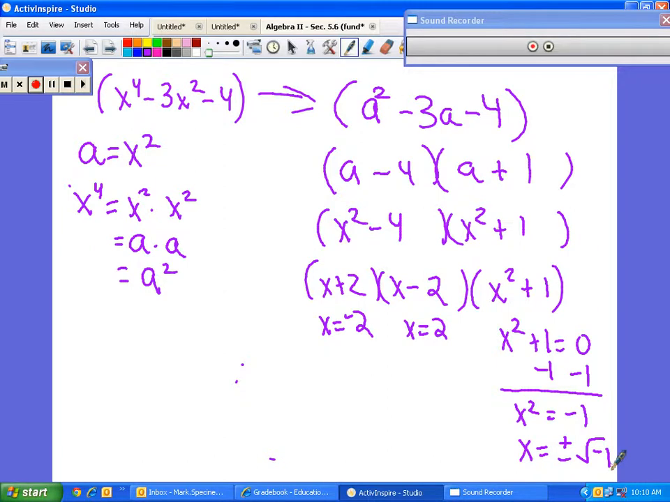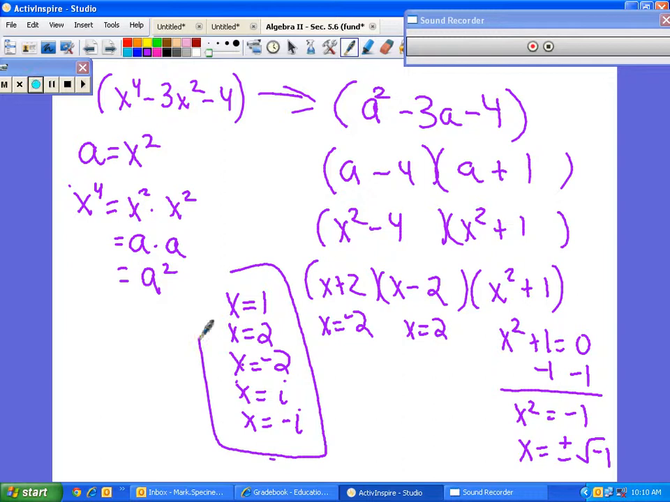So what are my 5 answers? Remember from before, we had that x was equal to 1. We also have that x is equal to 2. x is equal to negative 2. x is equal to positive i. And x is equal to negative i. Those are my 5 answers.